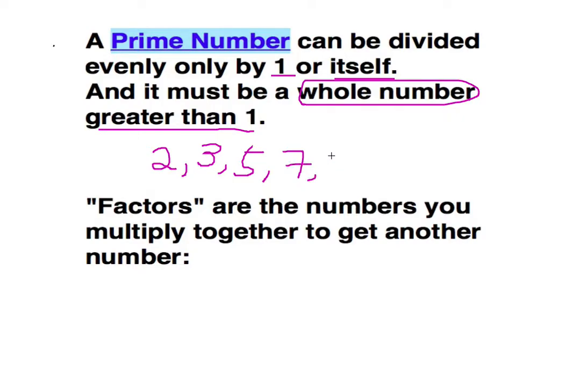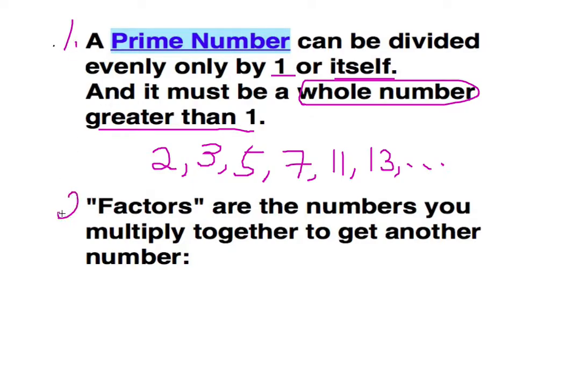Then it's 7. Then the next one is 11, because 8, 9, 10 are not prime numbers if you think about it. And then the next one is 13, and then the list goes on. So this is the first thing you need to know now: what is a prime number?